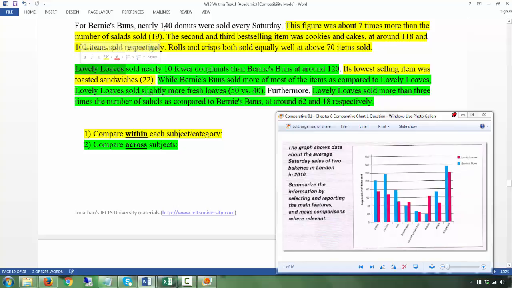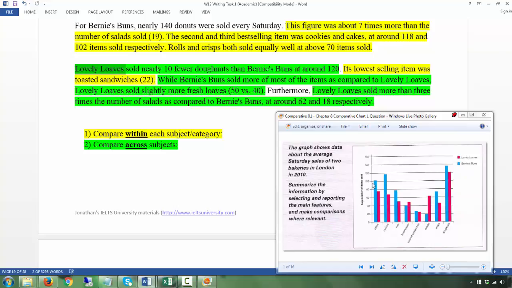For Bernie's Buns, nearly 140 donuts were sold every Saturday. The figure was, Bernie's Buns, blue color. The figure was about 7 times more than the number of salads sold. Why do I compare it with the salads? Because the salads is the least. The second and third best-selling items were cookies and cakes.